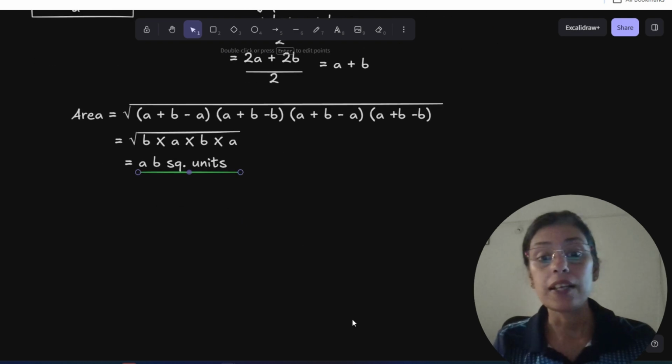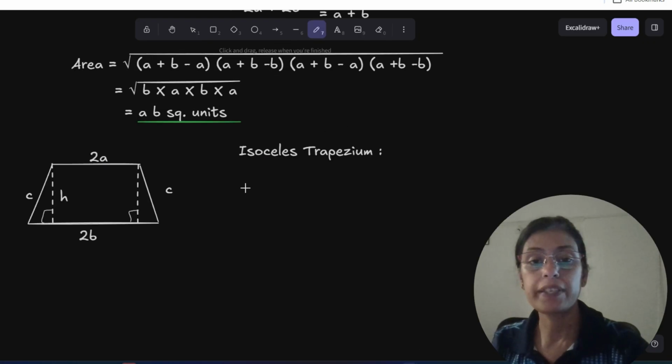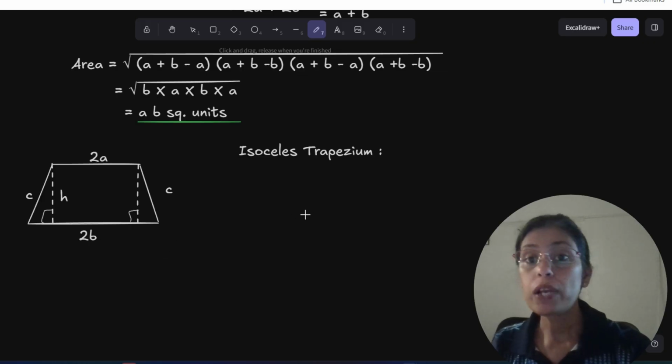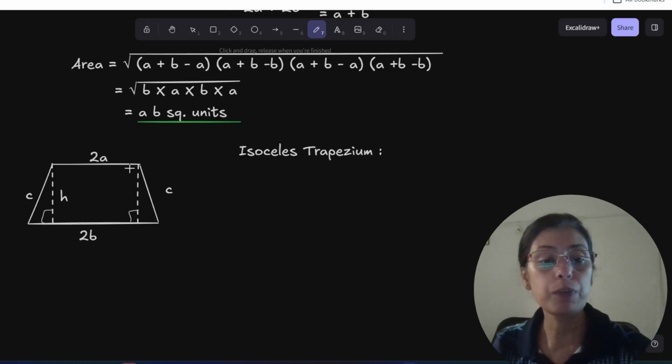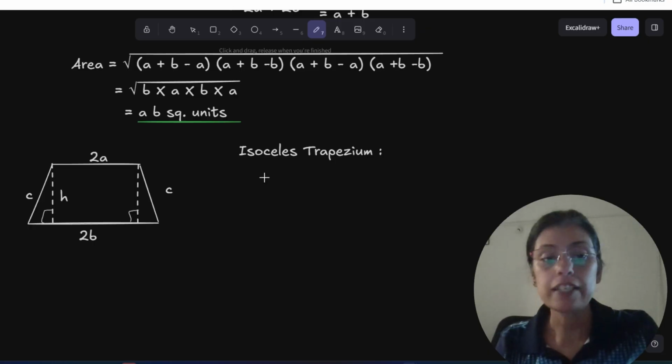Now let's take another example. The next case is the case of an isosceles trapezium. Now you must be remembering what an isosceles trapezium is. An isosceles trapezium is a trapezium where the non-parallel sides are equal in length. So here is a trapezium we made. Here the two parallel sides are of length 2A and 2B, and the non-parallel sides are of length C and C, because it is an isosceles trapezium. Both the non-parallel sides are of length C.